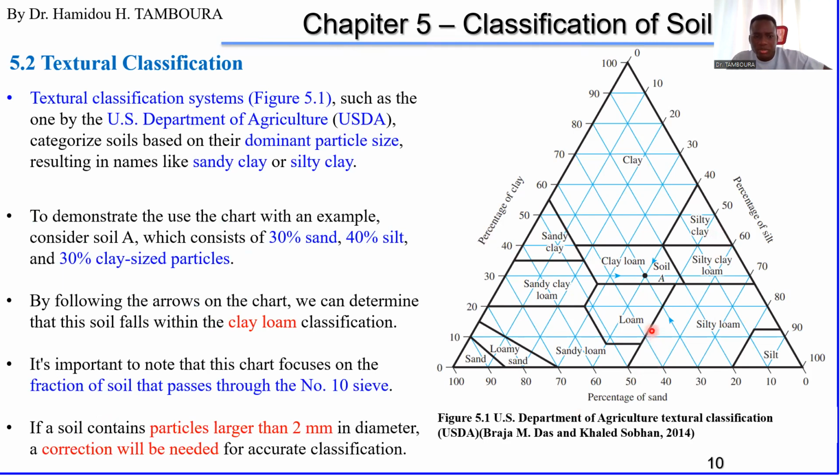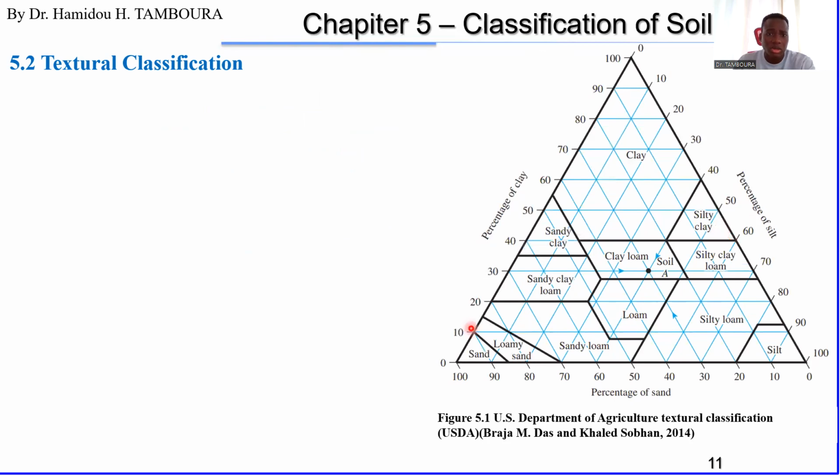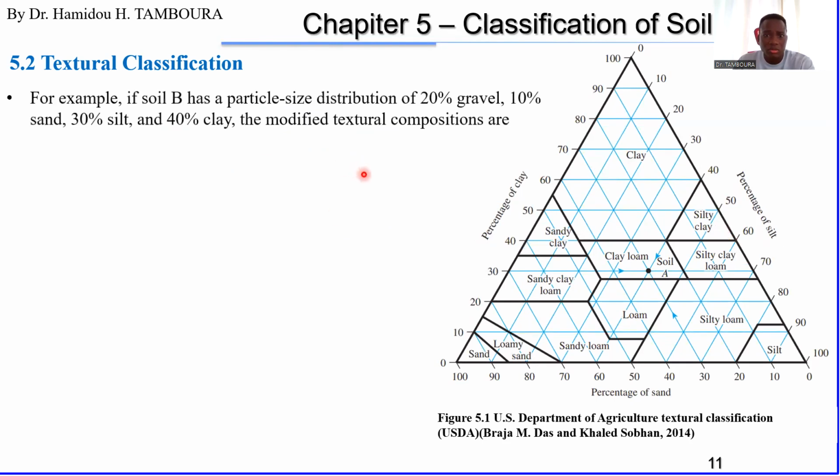So if soil now contains particles larger than 2 millimeter in diameter, in that case, you need to correct. We need correction to be able to use this chart, to use this classification, okay? So I'm going to make one example using the correction so that you can understand what I'm talking about.